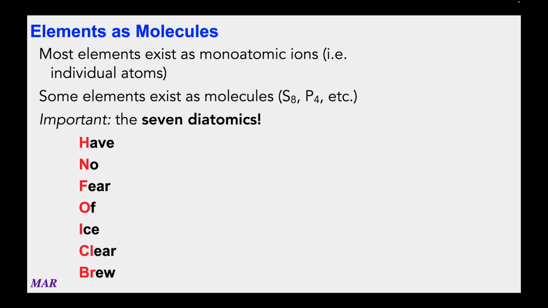7 of the elements don't exist by themselves, all right? Most of the elements on the periodic table are just by themselves. So like helium, individual helium atoms. Lithium, individual lithium atoms. But there are what they call the 7 diatomics, which are really, really important. So I have this little silly expression here, have no fear of ice clear brew. And I recommend you check that out and memorize it because it's an acronym.